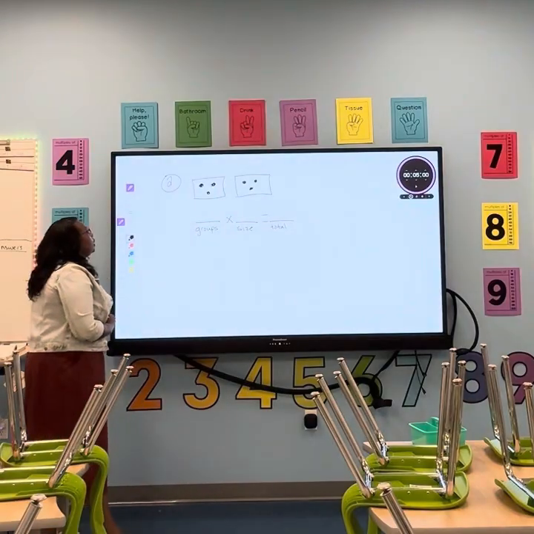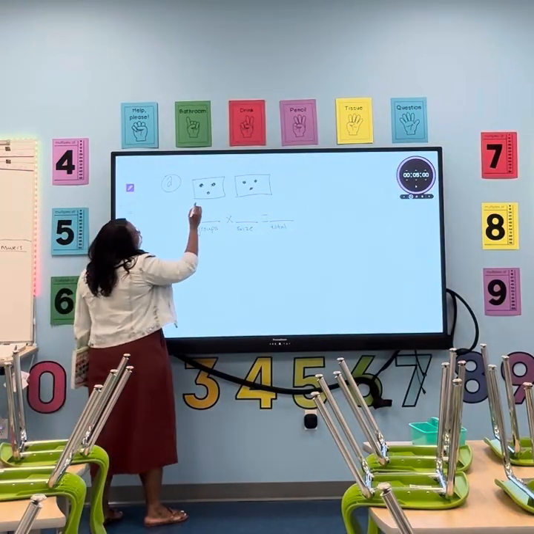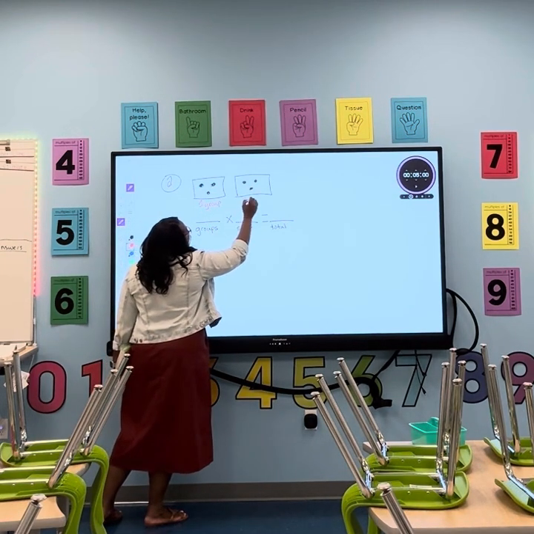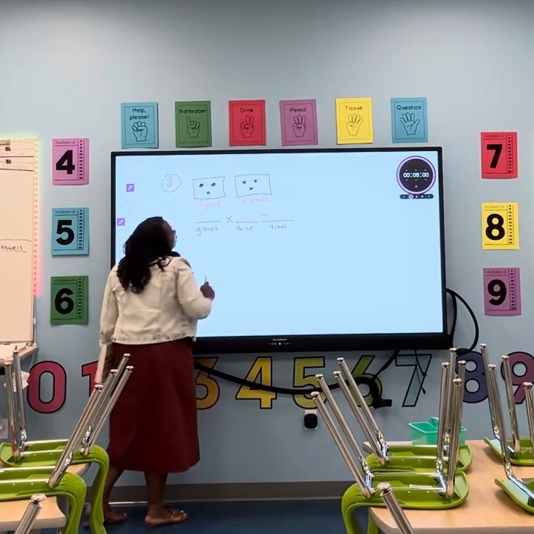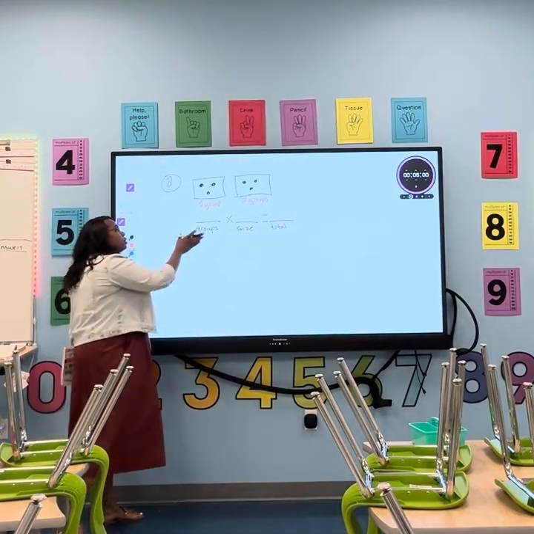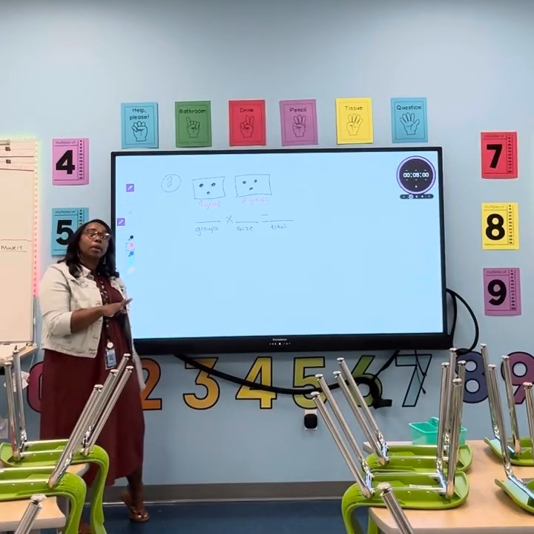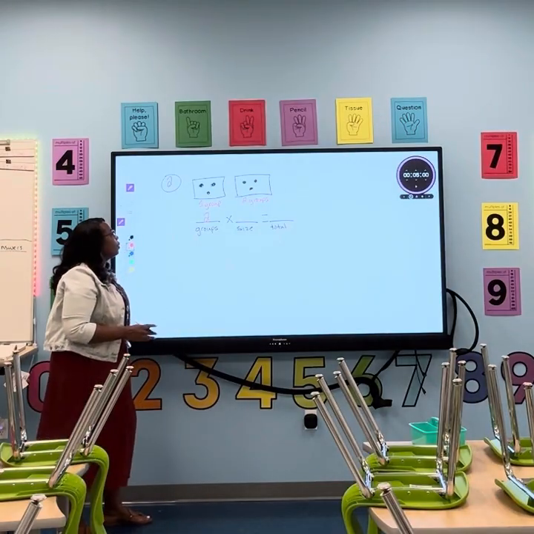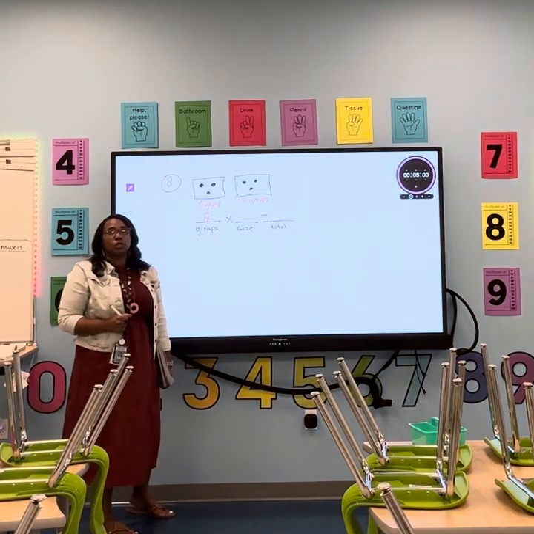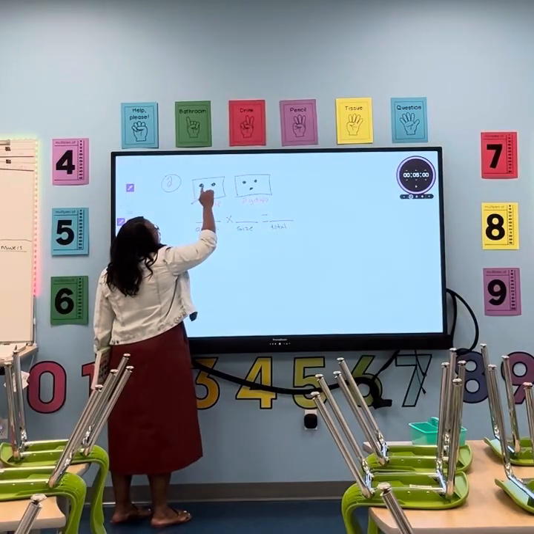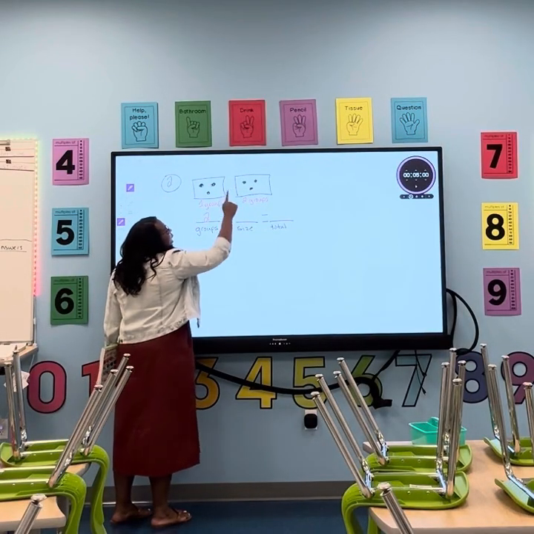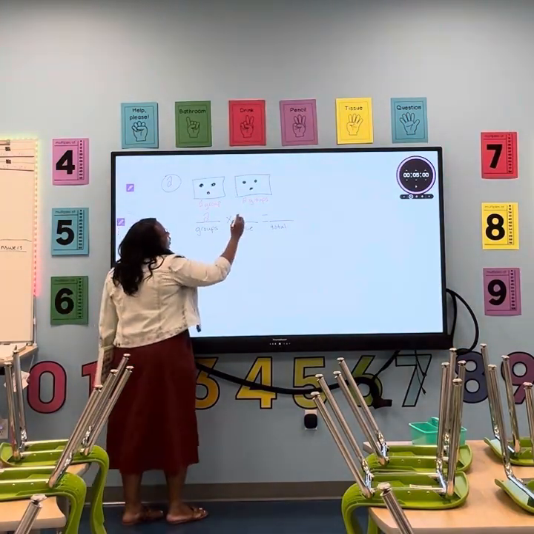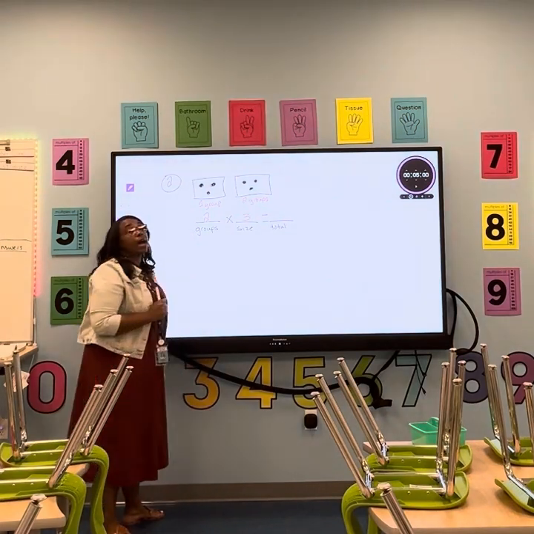So when I look at this, I have 1 group, 2 groups. So there are 2 groups here, so that means my first number in my multiplication sentence, since it stands for my groups, is going to be 2. Now we're going to the second number, which is the size of each group. I have 1, 2, 3 in this group, and I have 1, 2, 3 in this group. So that means each group has 3. So this will be 3. Each group has 3 dots.